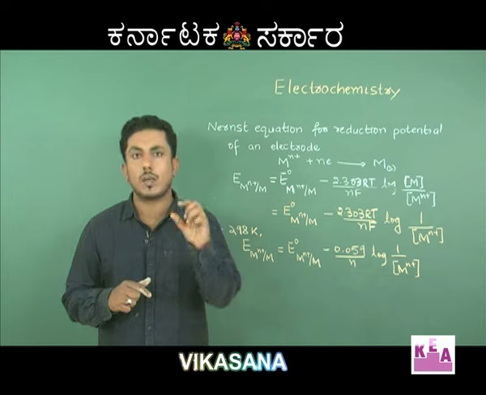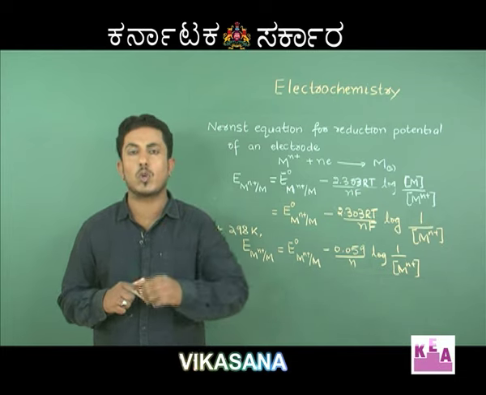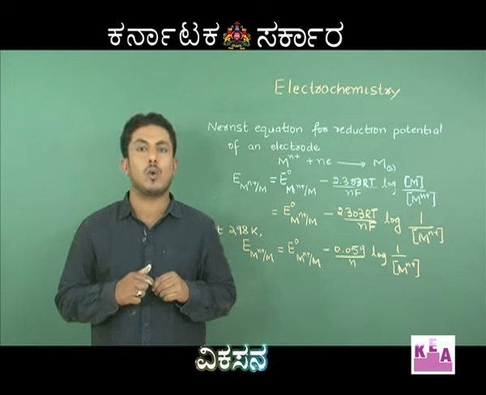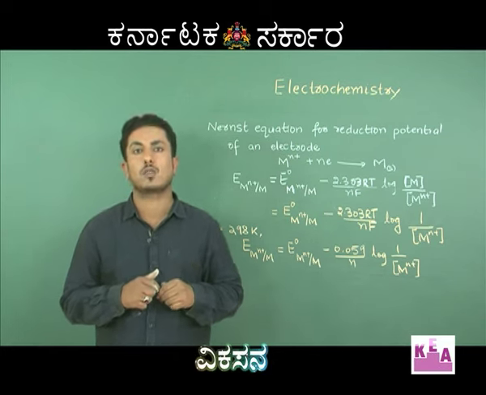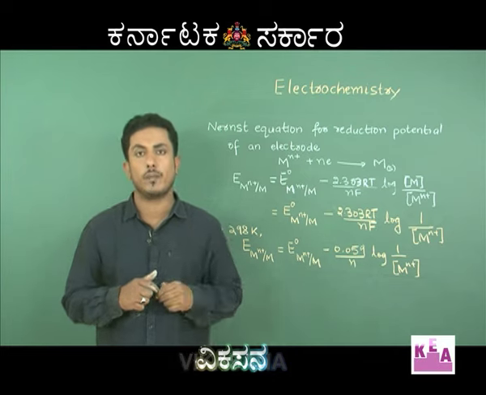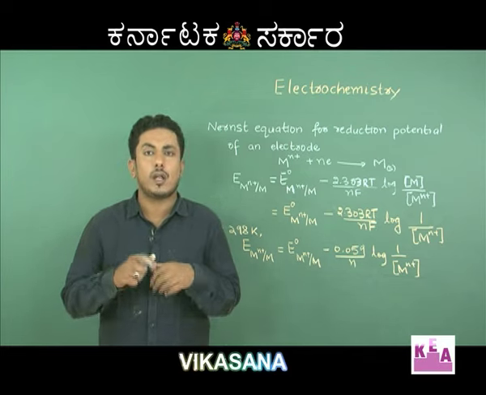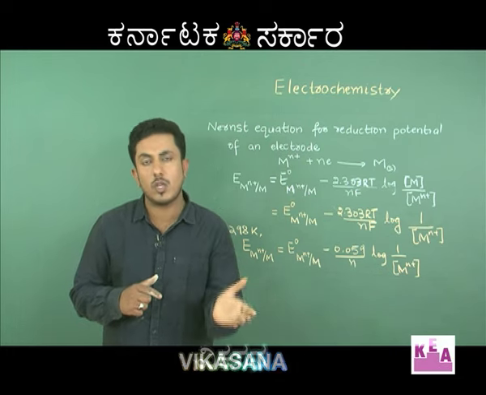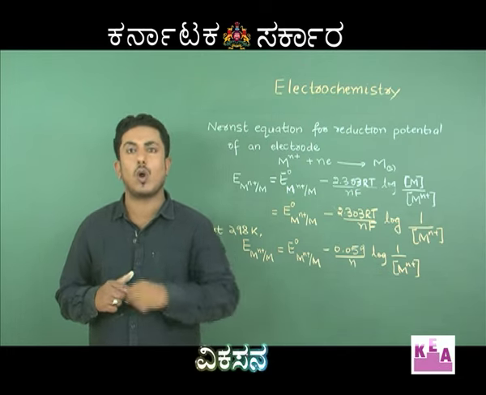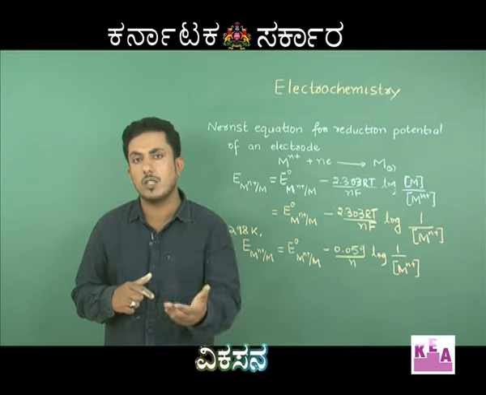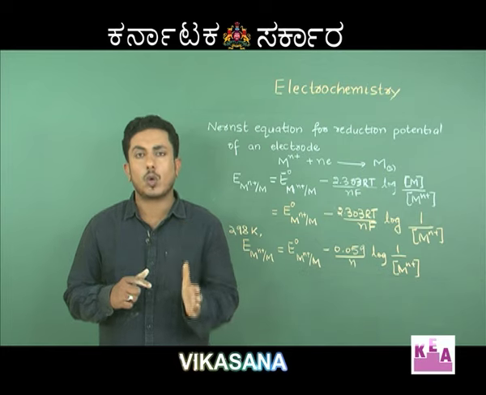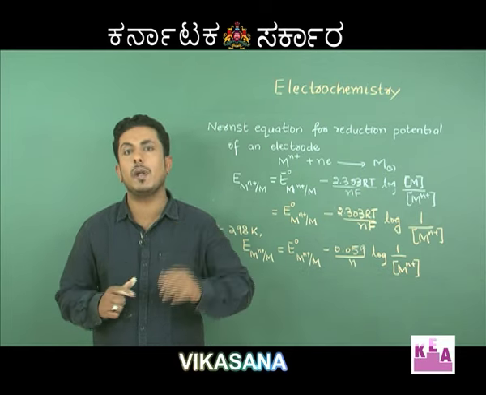Then what is an electrode? An electrode is a metal in contact with the solution of its own ion. When a metal is in contact with the solution of its own ion, the potential developed is called an electrode potential. Electrode potential is the tendency of a metal to gain or to lose electrons. The tendency of a metal to lose electrons is called oxidation potential, and the tendency to gain electrons is called reduction potential.